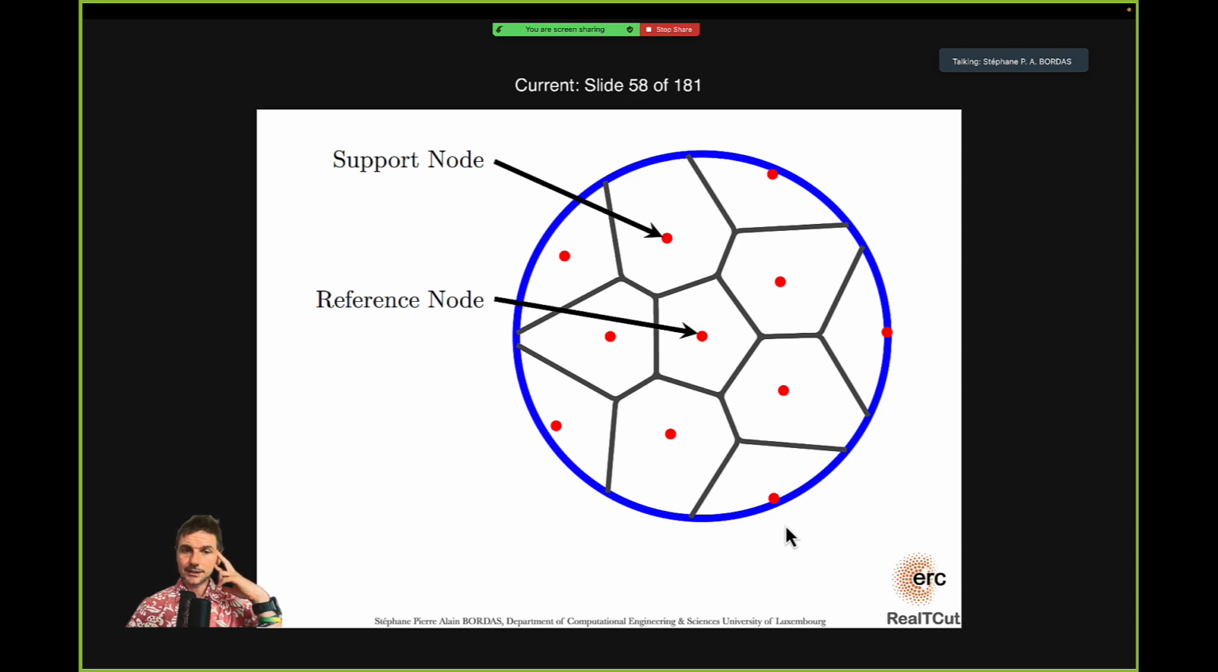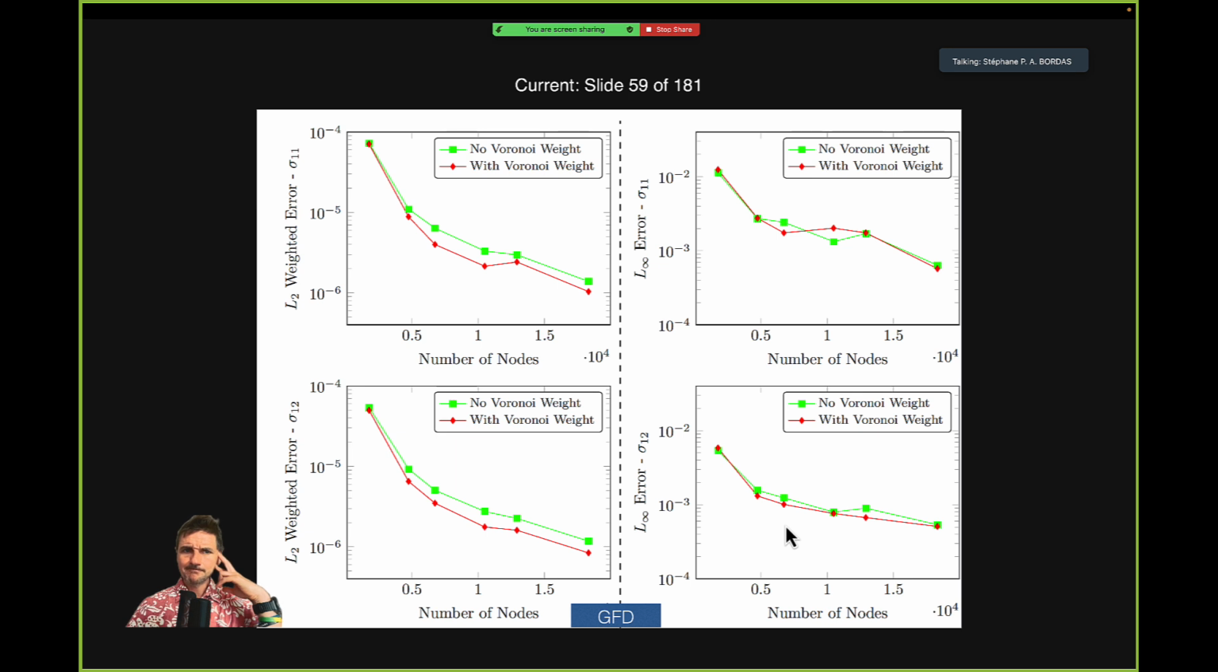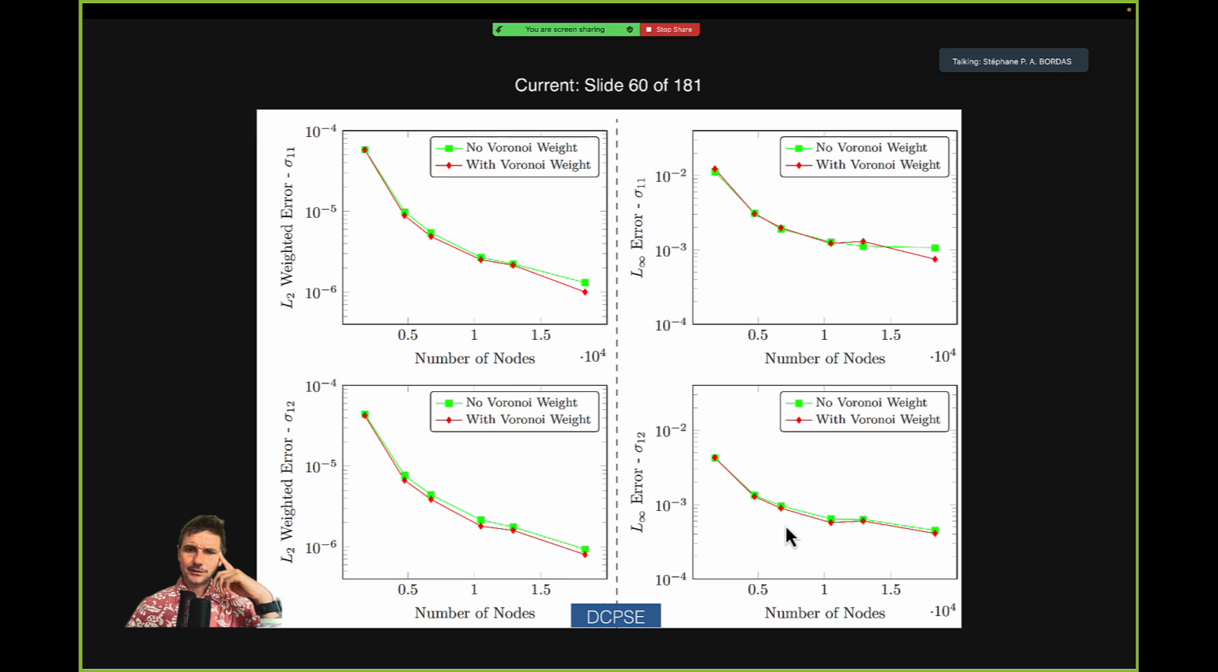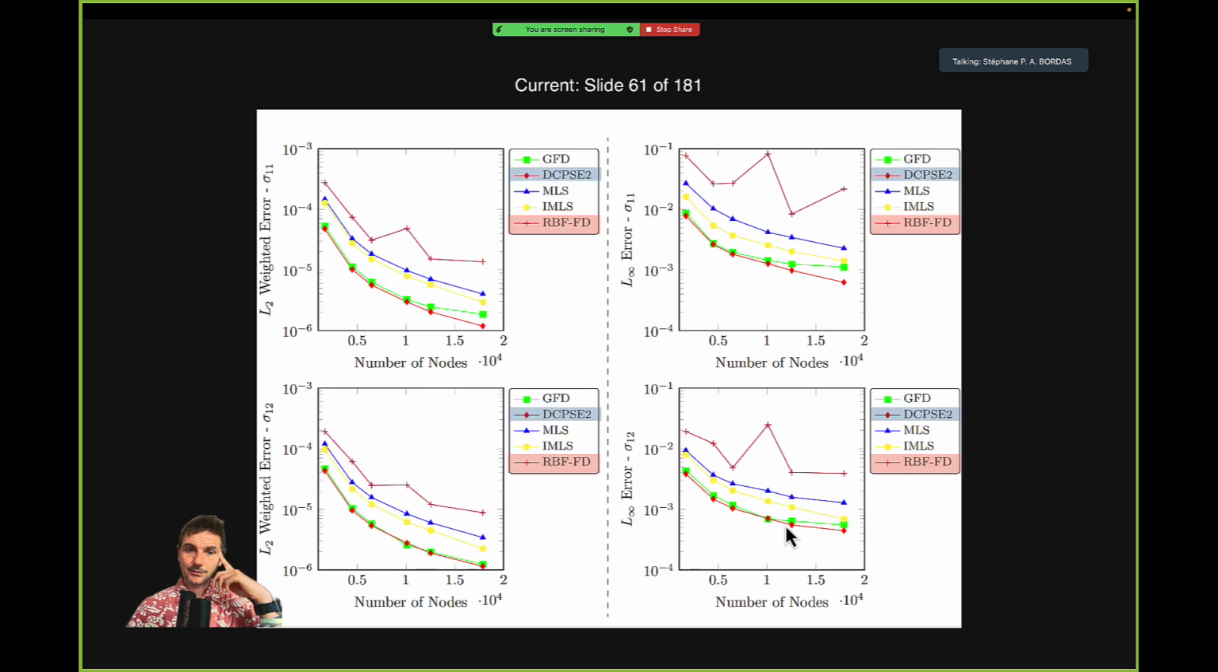This is a Voronoi diagram, reference node and support node. So if we use a Voronoi weight as opposed to a simple weight, we see, well, basically that there is almost no difference. So this is reassuring, which means that there is probably no need to be doing these changes.